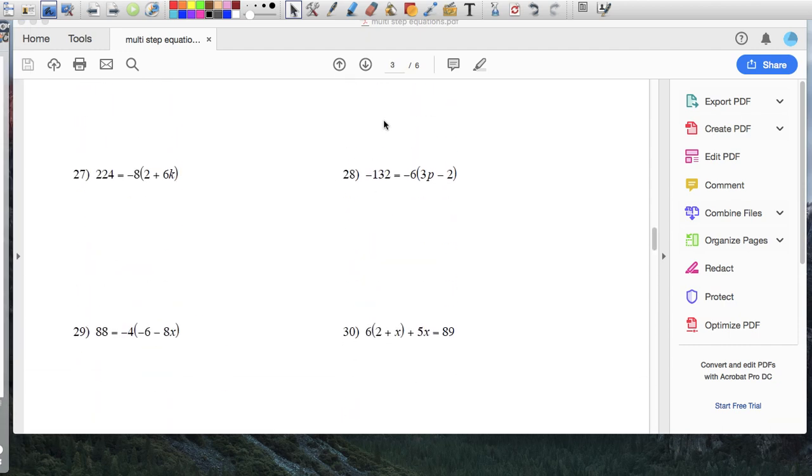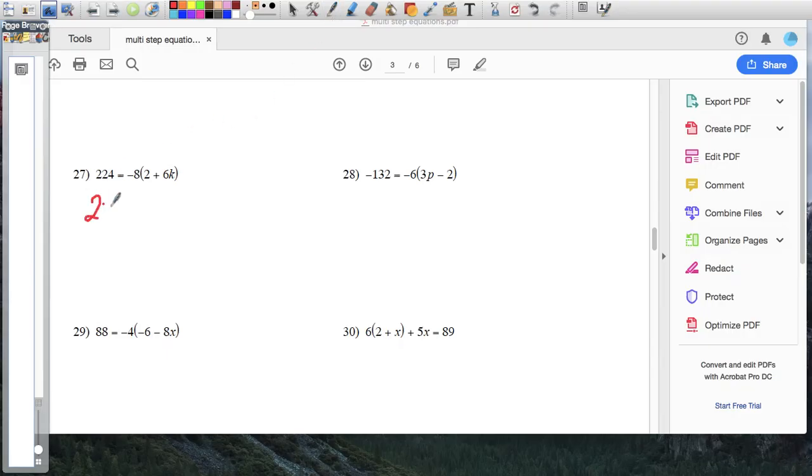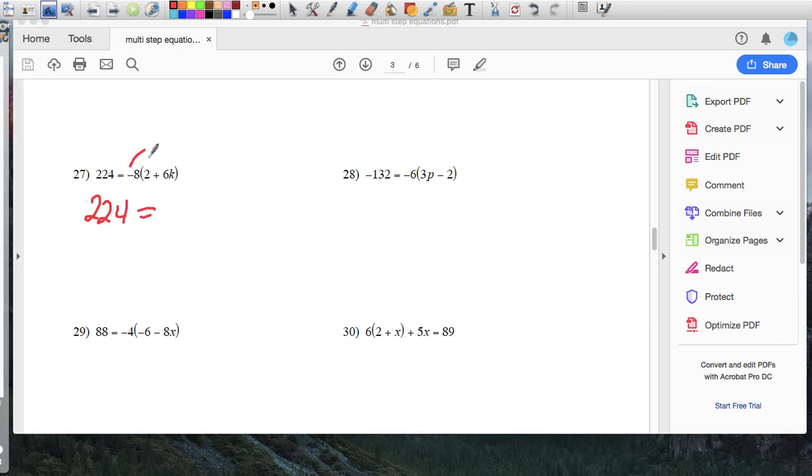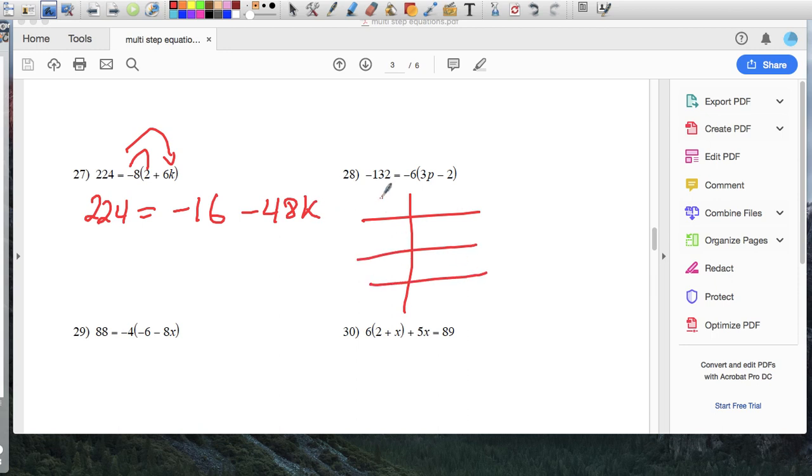So there's distributive property to the first here. So we're going to do 224. Negative times a positive is a negative. Negative times a positive is another negative. And 8 times 6 is 48. Draw your story. You have a variable k, which is being multiplied by negative 48. Subtract 16, that gives you 224. Going backwards is plus 16, and divide by negative 48.